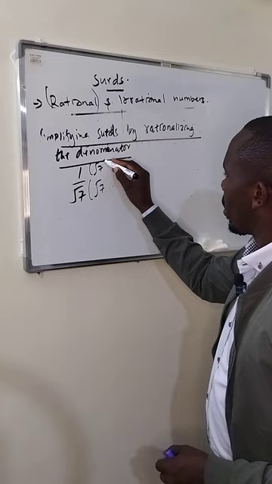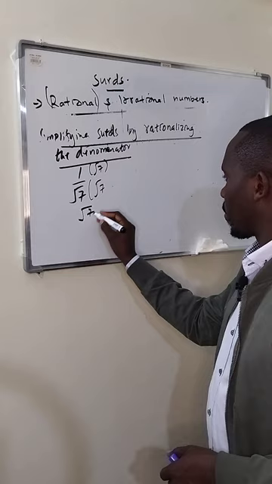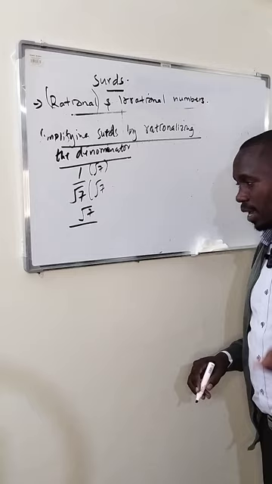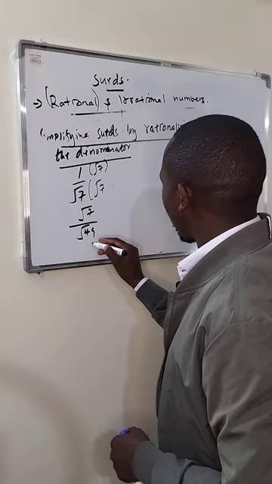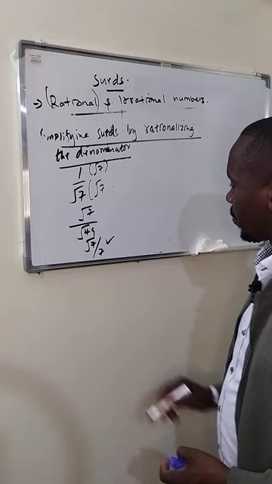denominator, surd 7. So obviously you will notice that in the numerator, 1 times surd 7 will remain to be surd 7 over surd 7 times surd 7. So 7 times 7 is 49, and the square root, so we are going to have over root 49. But we know that the square root of 49 is 7. So our answer will be root 7 over 7.